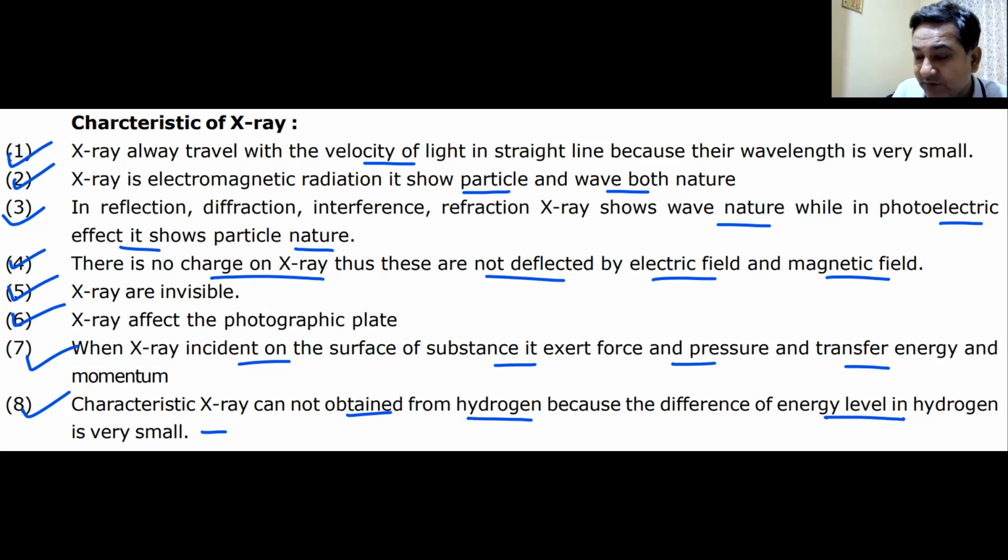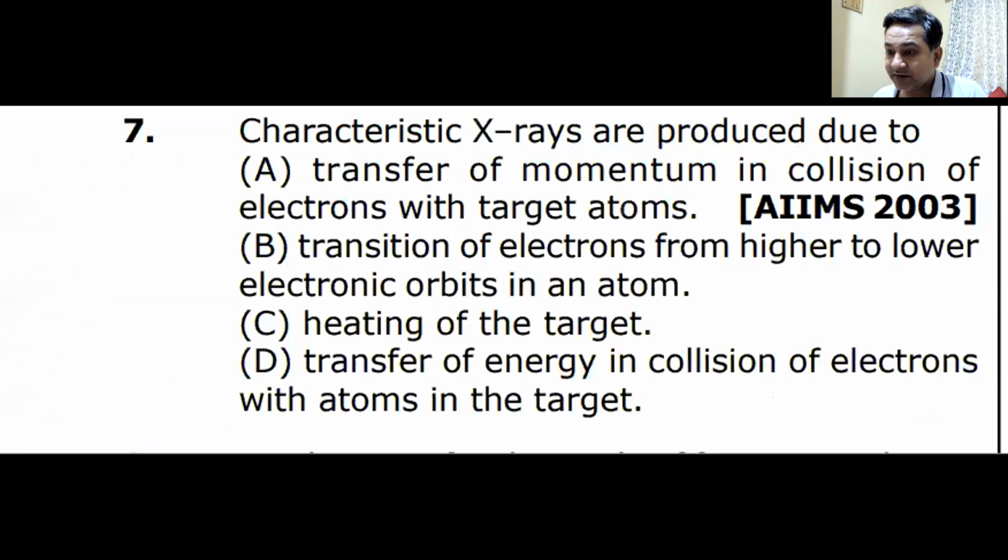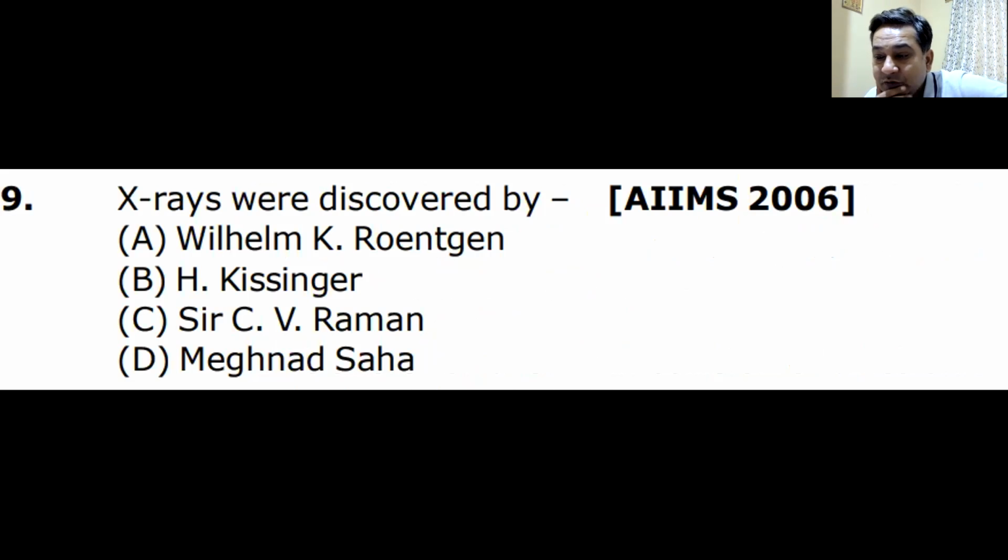Okay, sir. Shall I move on to some questions, sir? One or two questions? Yes, sir. Then, sir, this is the question from AIIMS 2003. Characteristic X-rays are produced due to... Yes, sir. Waiting for your answer, sir. Question number 7, sir. B, sir. Right, sir? We all agree on this, sir? Or shall I explain it, sir? Explain, sir. We know this, sir, na? Yes, sir, but also explain. Okay. Then we move on to the next question.